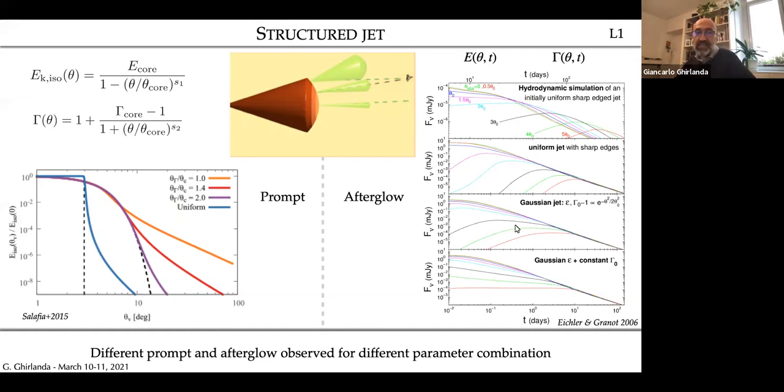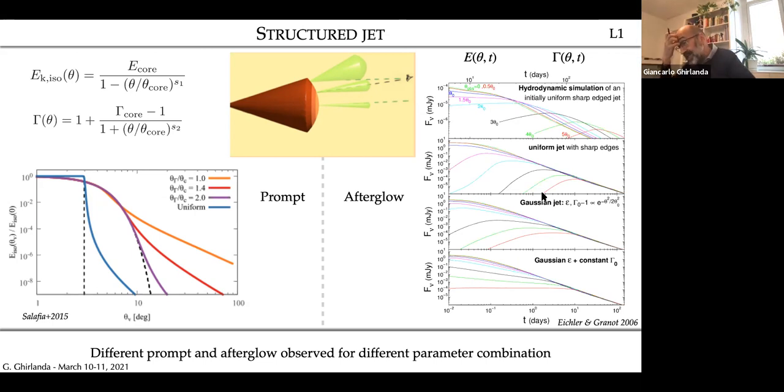The bottom line is that different prompt and afterglow properties, of course, for the structured jet are strongly related to the structure of the jet. Compared to the uniform jet, of course, we have more free parameters to assign to the problem, and of course, this means that not always it's possible to constrain them all. I would say that the only clear example in which this was possible with a reasonable accuracy is indeed the jet of GW170817.